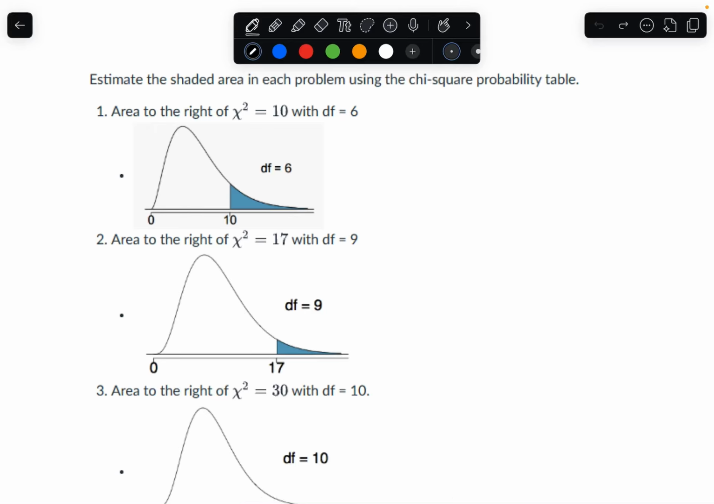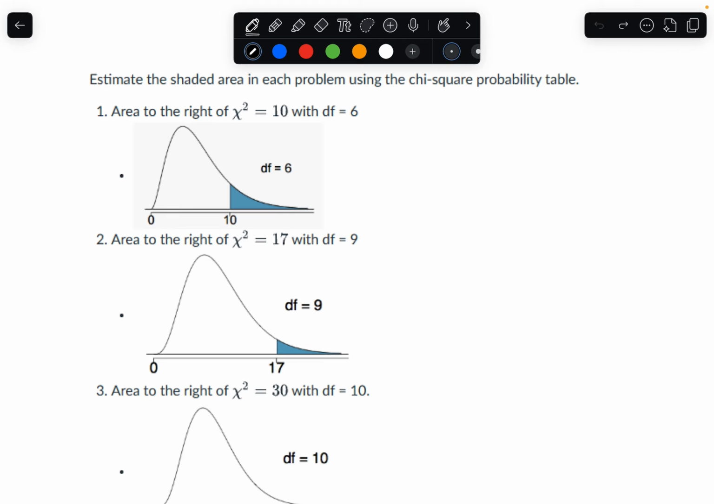At the beginning of this section, we're just going to get some practice working with our chi-square probability table. This is not something that we'll be using too terribly often, but it is something that I want to get some practice working with. It helps you to understand what the chi-square distribution looks like and what the different things that we need to find a p-value for a chi-square test will look like.